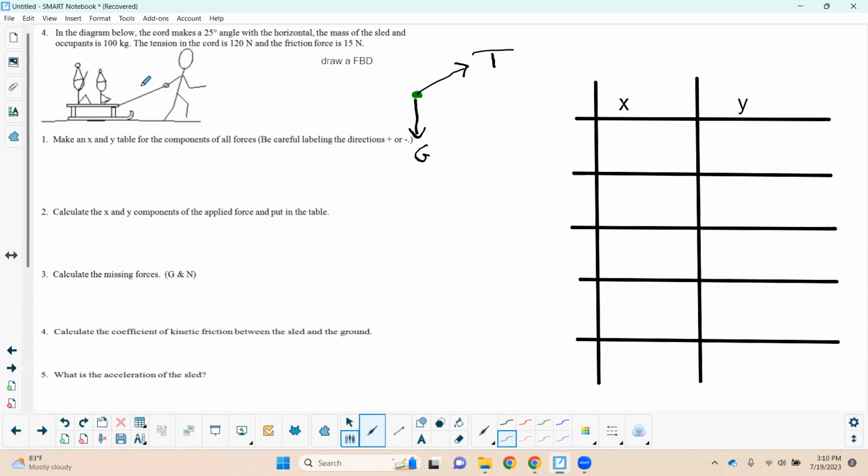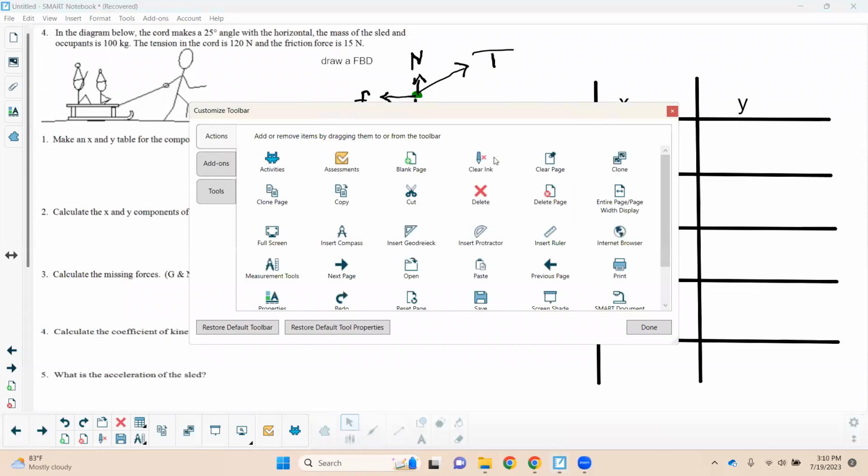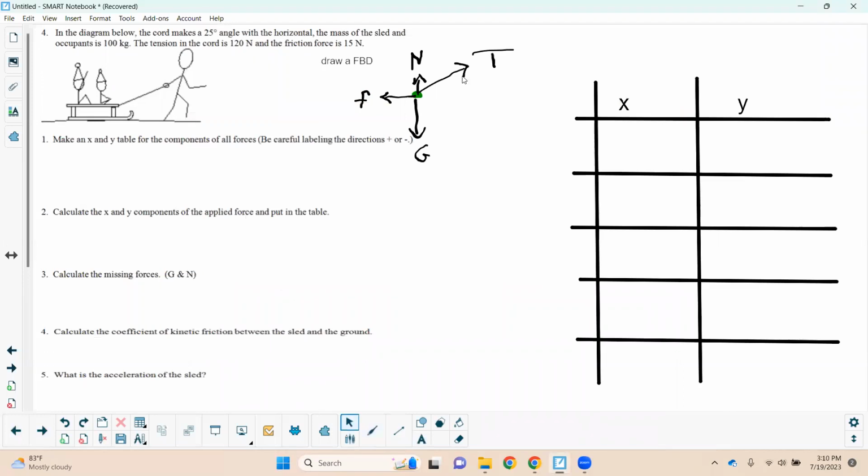If I'm pulling right and up, the friction's just going to go parallel to the surface, which is going to be to the left. It's going like that. And then there's a normal force going up. Notice in this one, the normal force is not the same size as the gravity force. I didn't label normal force and friction. The normal force is less than the gravity force because the tension force is already pulling up. So the tension force has like an X component and a Y component. If the normal force was equal to gravity, then this sled would fly off the surface, and that's not what's happening.